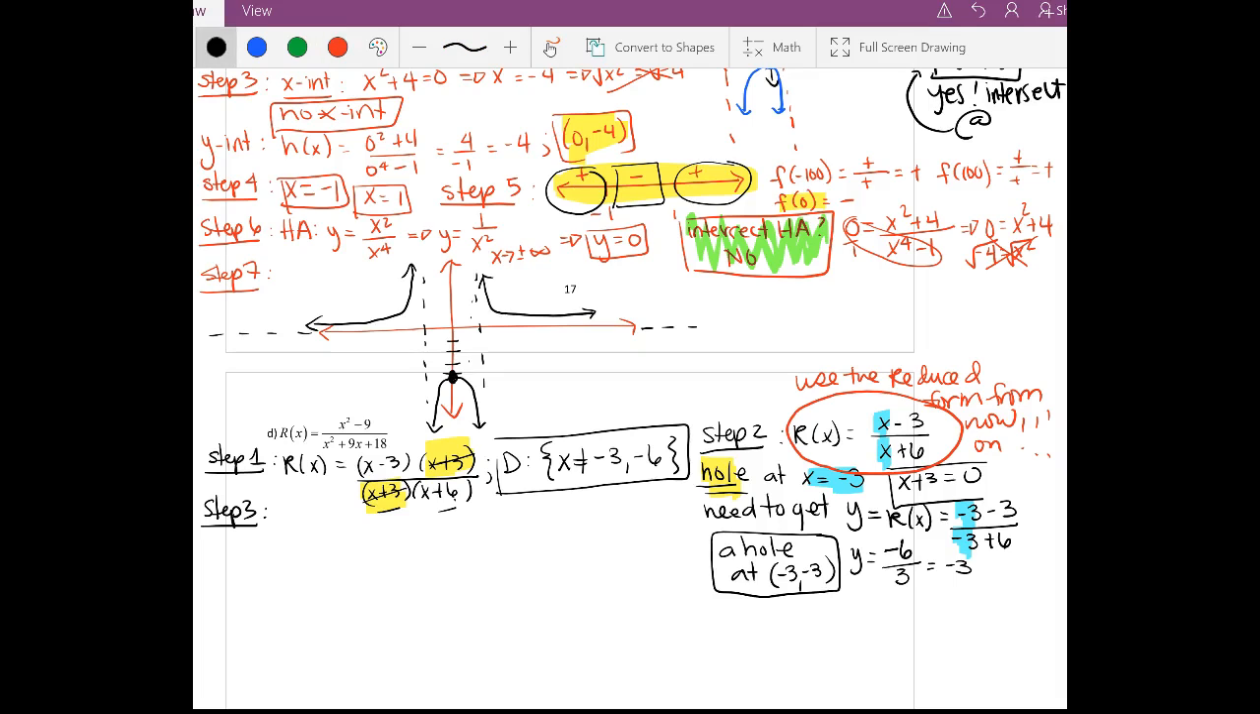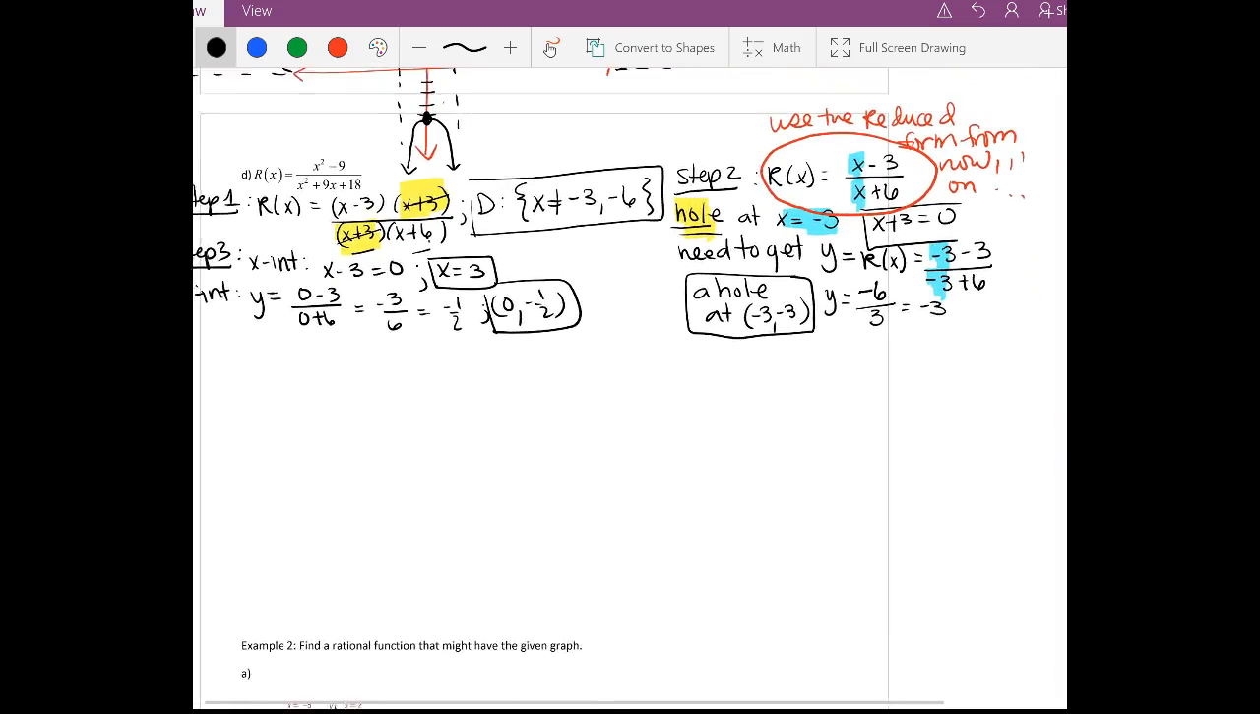So step 3, X Intercept. That means I'm just going to take the numerator, which is going to be an x minus 3, set it equal to 0. So you have an X Intercept at 3. Y Intercept, it was when all the x's become 0. So 0 minus 3 over 0 plus 6. So that's going to be a negative 3 over 6, which is going to be negative half, which is really 0 comma negative half. Okay.